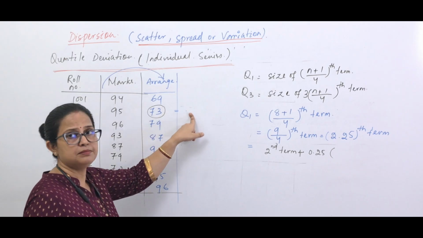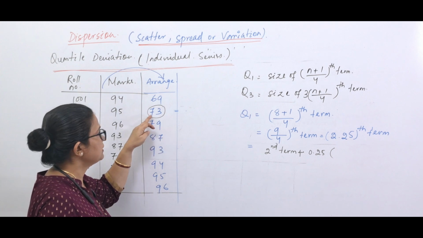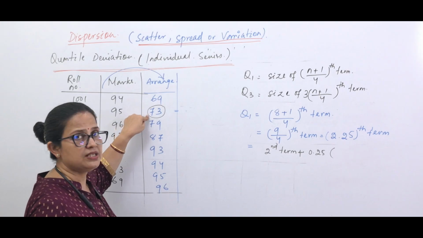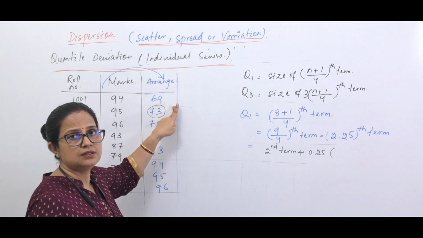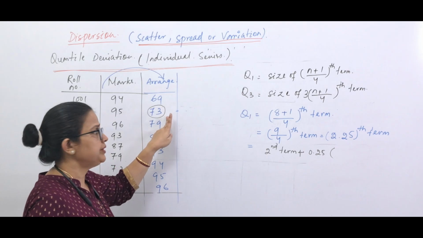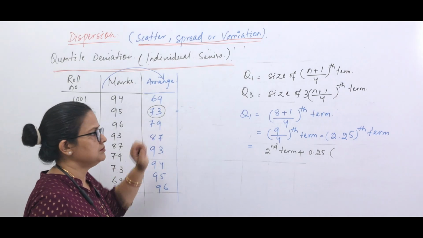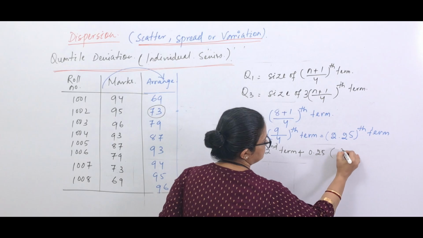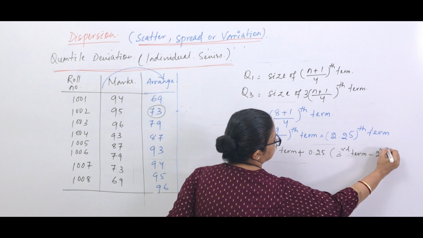Because the second term is completed. After that, you have to take 0.25. 0.25 of what? Of this difference between 79 and 73. This is our third term. Between the third term and the second term, we have taken the quantile that is 0.25. So you can write 0.25 times third term minus second term.